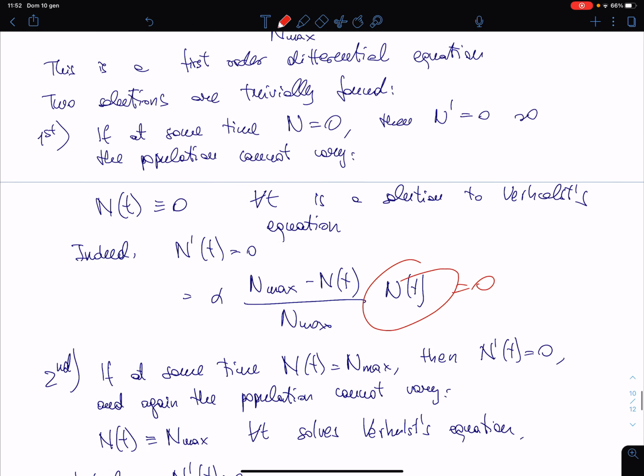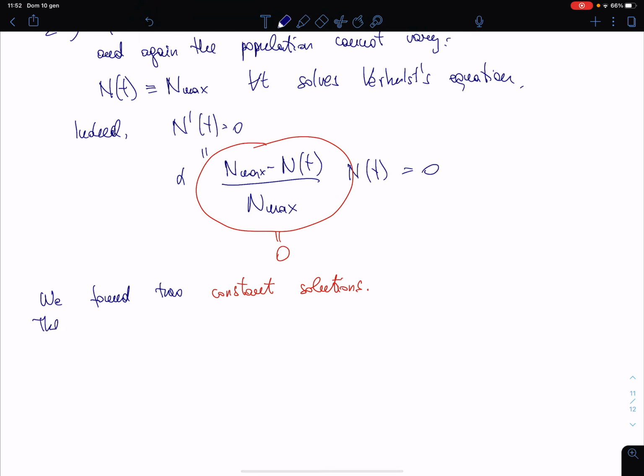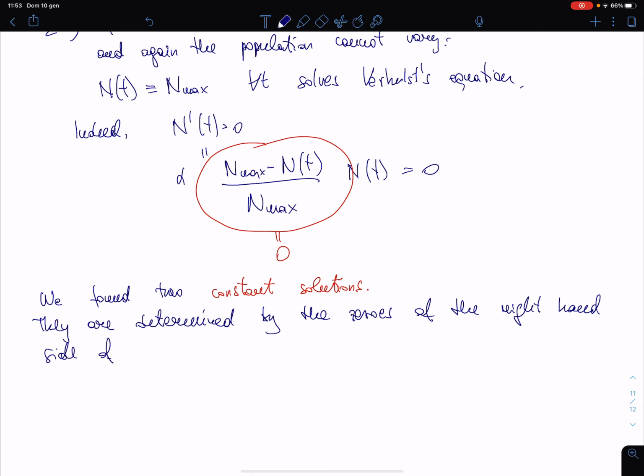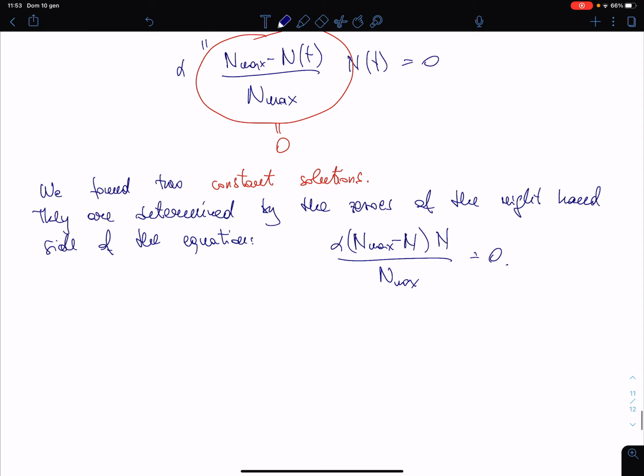And notice that the constant solutions coincide, they are determined by the zeros of the right-hand side of the equation. Alpha n max minus n times n divided by n max equal to 0. Okay? This is the easy part if you want. Now, let us look for the other solutions, which are non-constant and non-trivial at all.